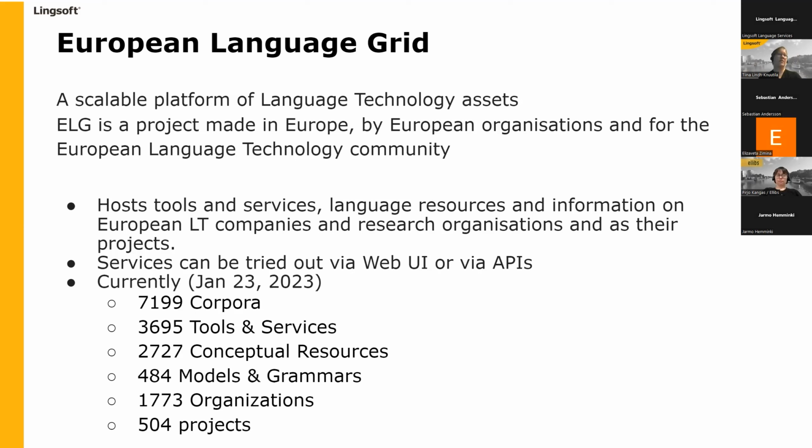And then these services can be tried out. Those that are there as a running service can be tried out via the web UI or via APIs. And I checked yesterday. Yesterday's numbers say that there are almost 7,200 corpora, almost 3,700 tools and services, then lots of conceptual resources, models and grammars, organizations and projects, and the numbers are still growing. So the project already ended, but the European Language Grid stays as such.